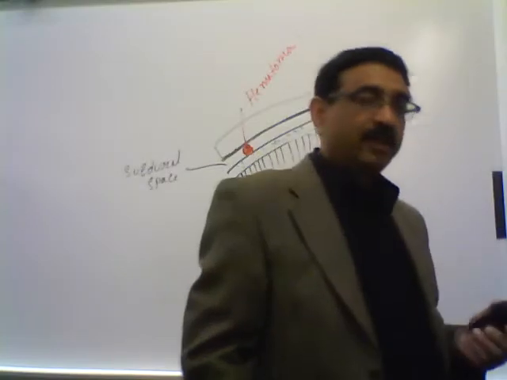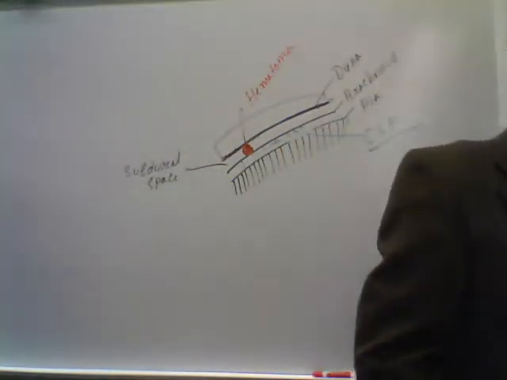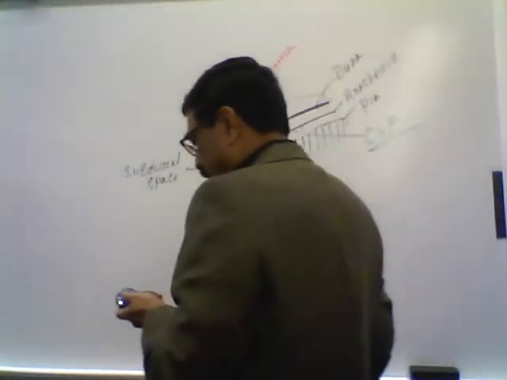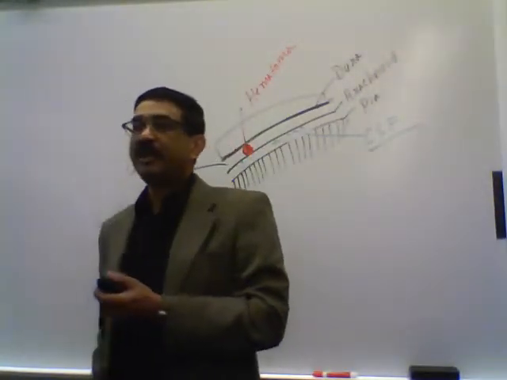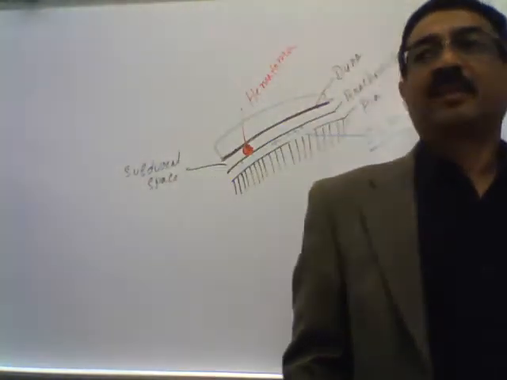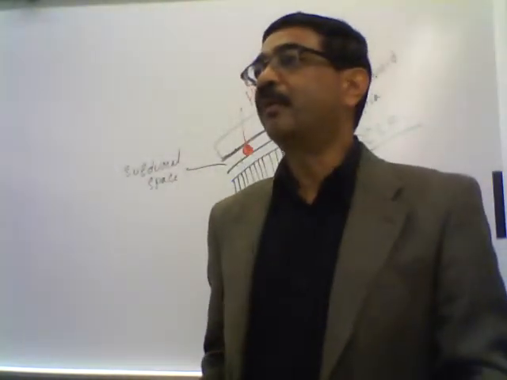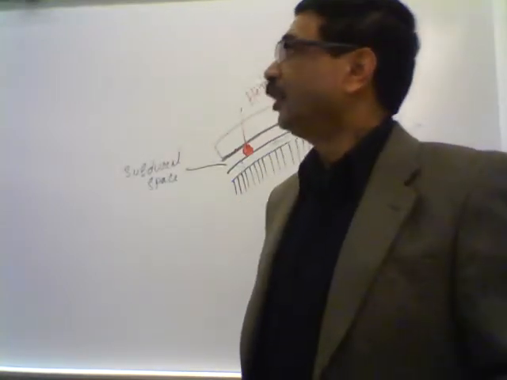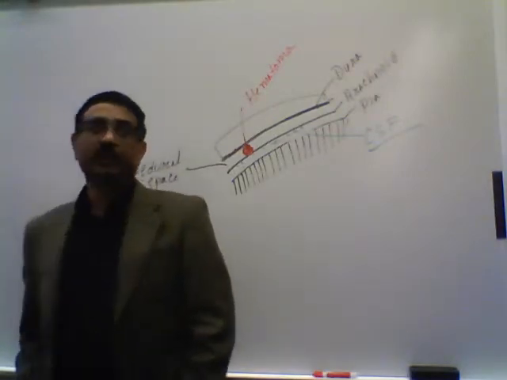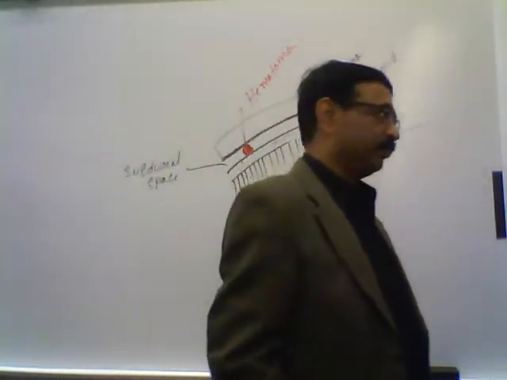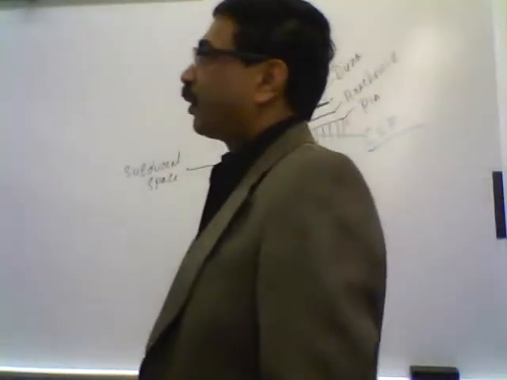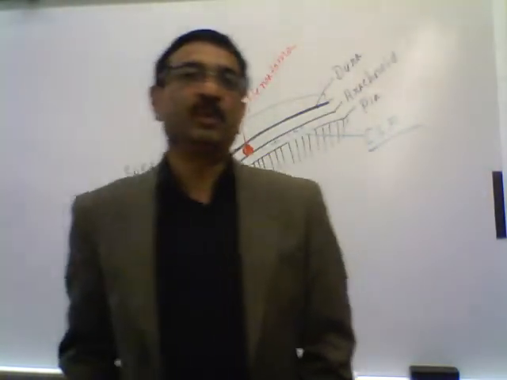Now we'll talk about the ventricles of the brain. Inside the brain, you have a few cavities. Those are called ventricles, and those cavities contain the cerebrospinal fluid. Okay, those cavities or ventricles are connected to each other, so the fluid can easily move from one ventricle to another.